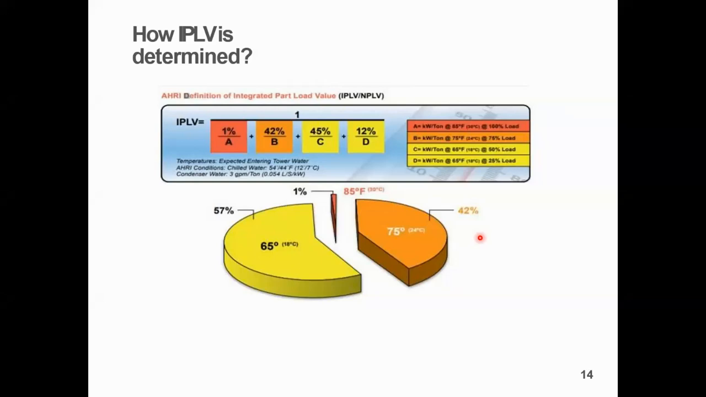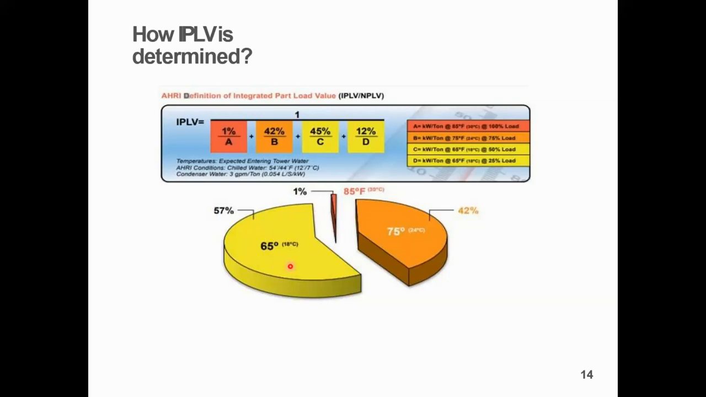That's it. And if you get into the depth of it, you will find that for C and D, the kilowatt per ton at 50% load is considered at 65 degree Fahrenheit, and D, which is 25% load, is also calculated at 65 degree Fahrenheit. So you can understand that most of the time it says the chiller should run at 65 degree Fahrenheit condenser-in temperature.